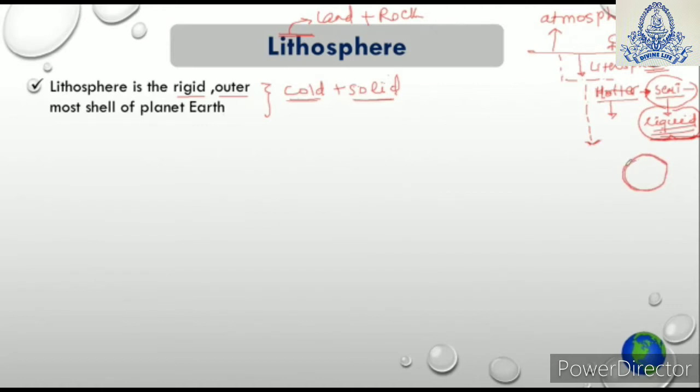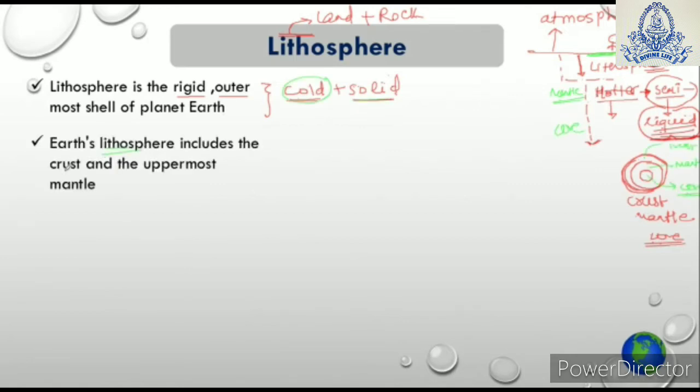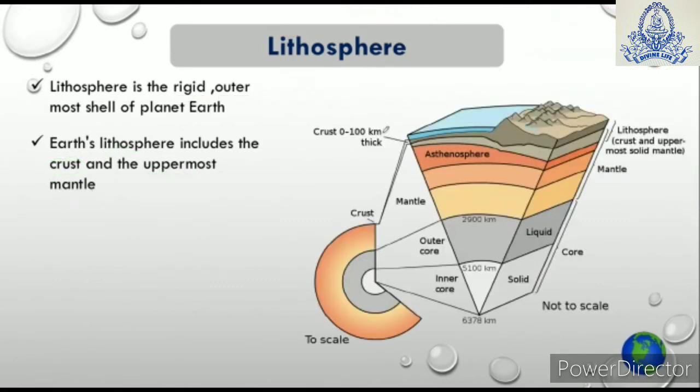Now let me tell you, the inner portion of Earth has been divided in some layers which are crust, mantle and core. So this is the land where you are standing. This land is your crust. Below the crust comes your mantle where materials are existing in semi-solid state and then comes your core. Now Earth's lithosphere includes crust, which is the topmost layer, and some portion of mantle. This is the picture which shows you how the earth looks from inside. So the topmost layer is crust and crust includes oceans, which means oceanic crust, and continents, which means continental crust.